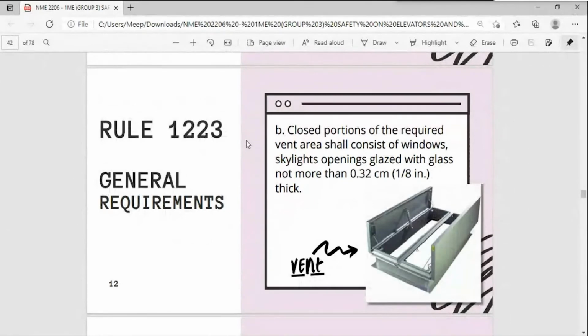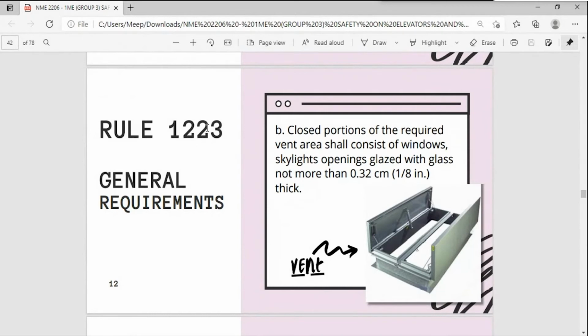Vent shall be located po within the side of the hoistway enclosure directly below the floor or floors at the top of the hoistway po. Closed portions of the required vent area shall consist of windows or skylights glazed with glass not more than 0.32 centimeters or 1/8 inch thick.